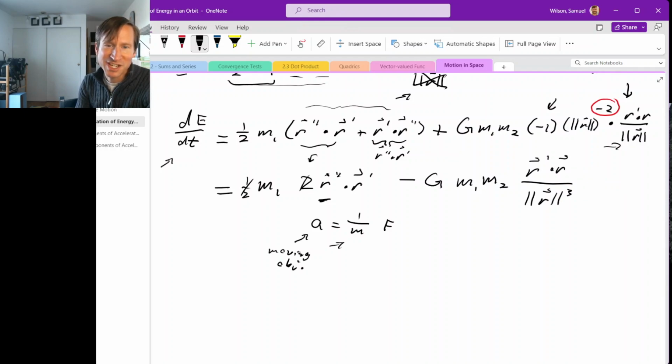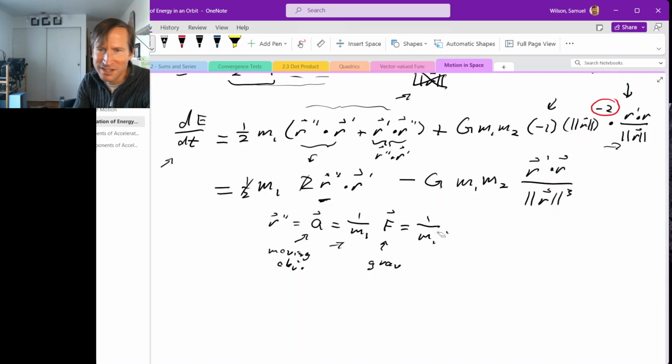So the moving object is the object experiencing that force, and the mass of the moving object, that's what we called m1. Okay, so our acceleration vector, which is really r double prime, is given by 1 over the mass of our moving object times the force, but this force is due to gravity, because gravity is the only force in the game. So this is 1 over m1 times, and now we can write down what the force of gravity is.